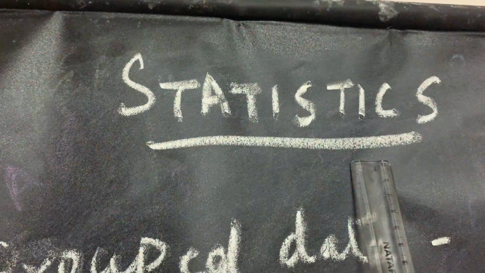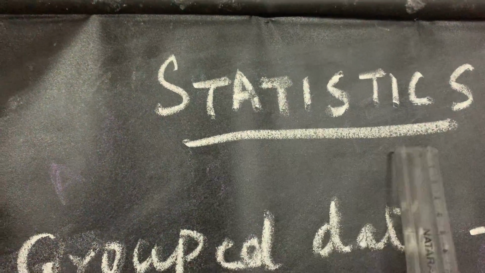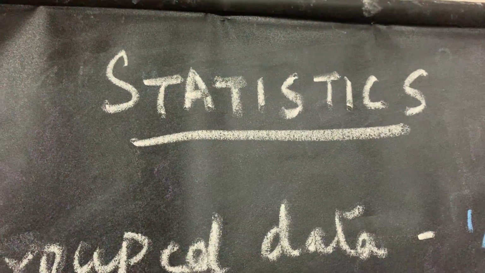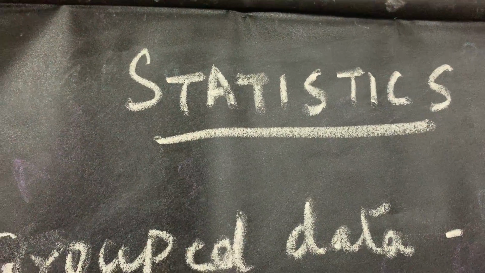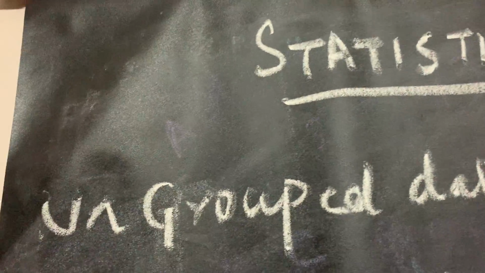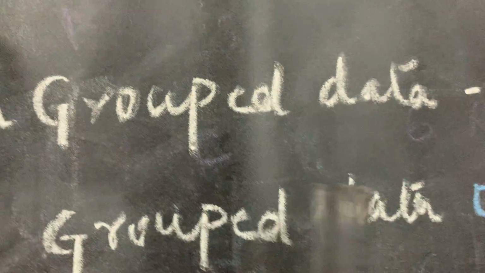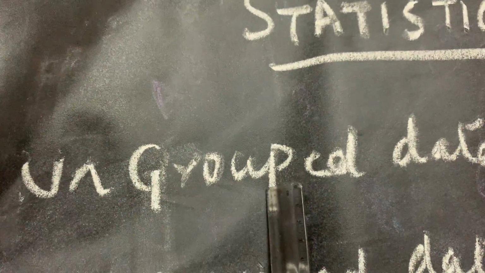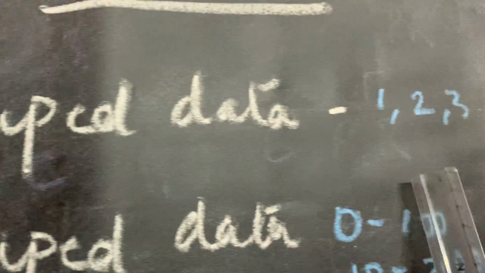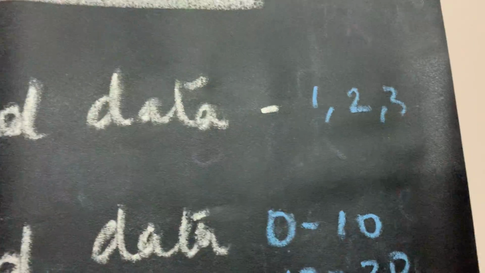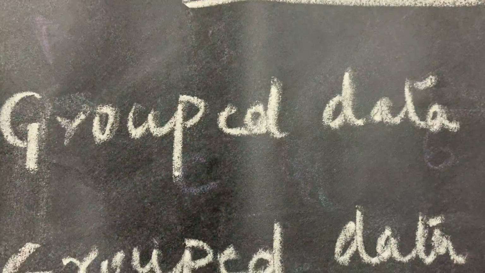Let me tell you some basics about statistics. Statistics is nothing but the data that we collect. There are two types of data. One is ungrouped data and the other one is grouped data. Ungrouped data means you collect the data as individual numbers, for example 1, 2, 3 and so on. This we call ungrouped data.